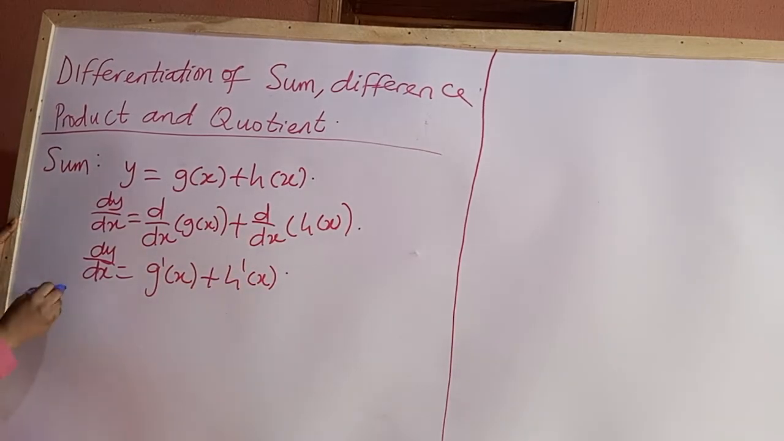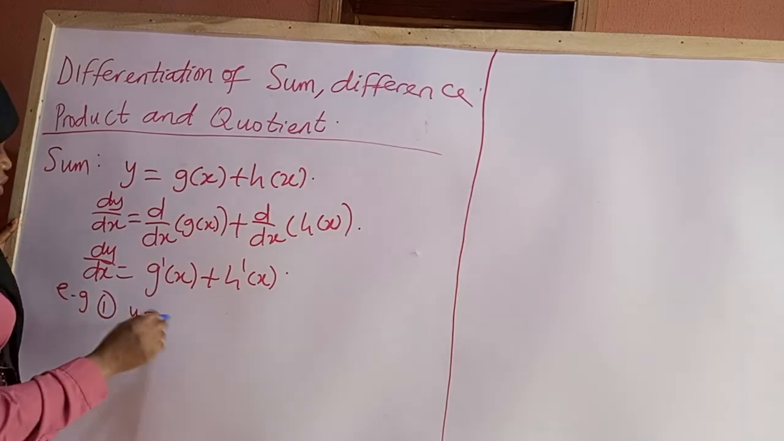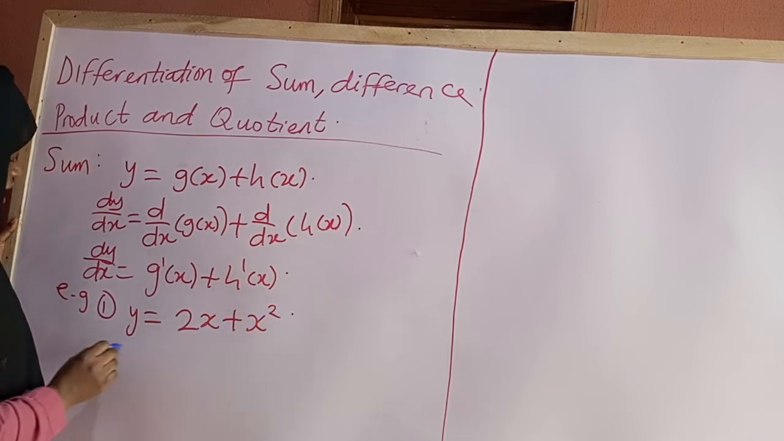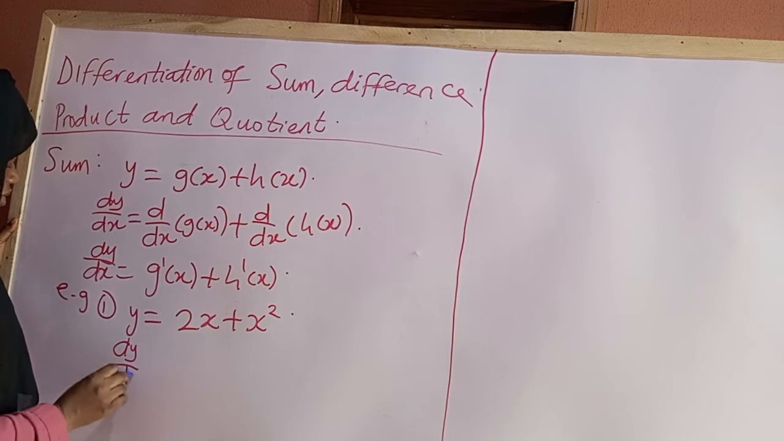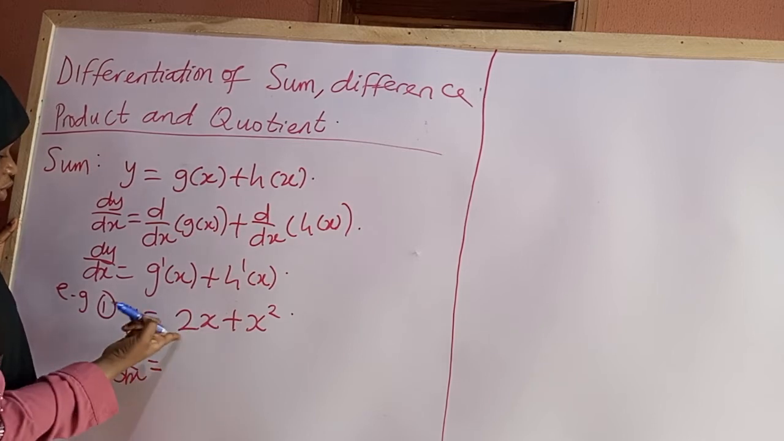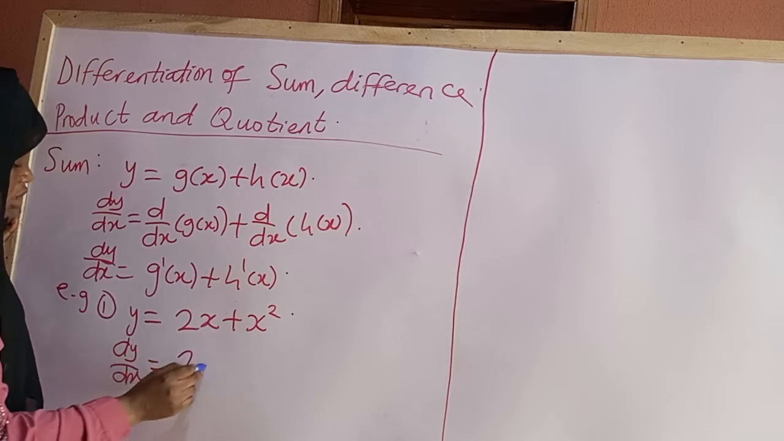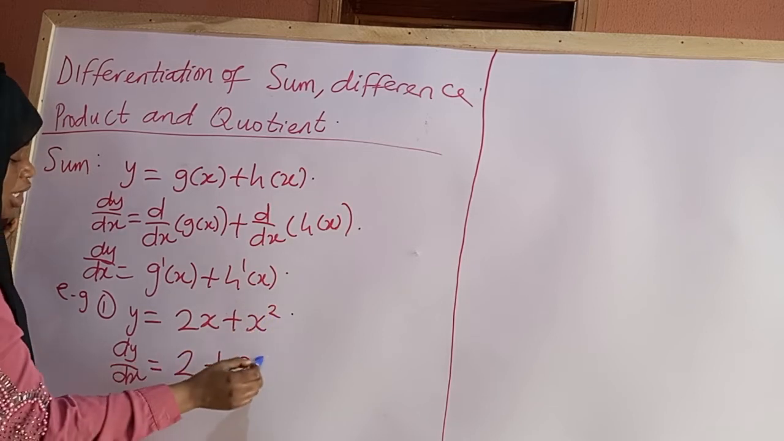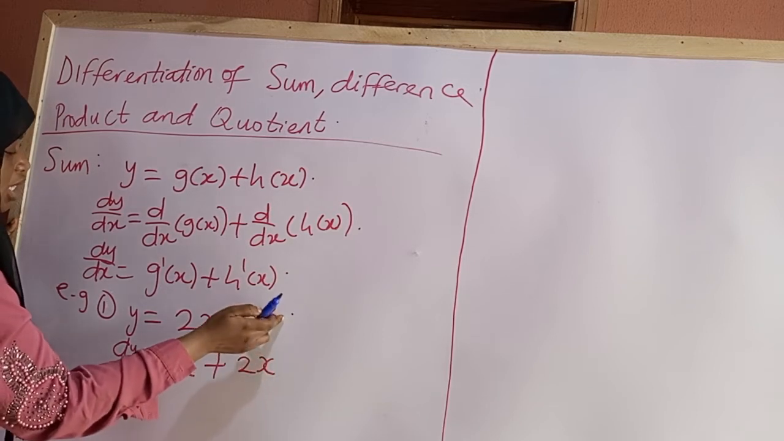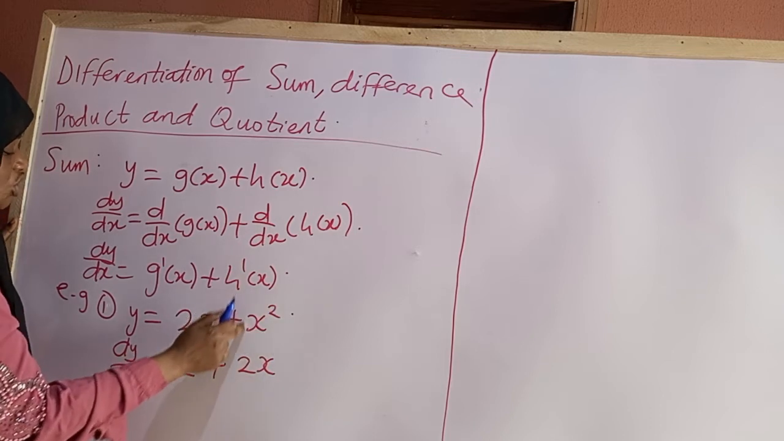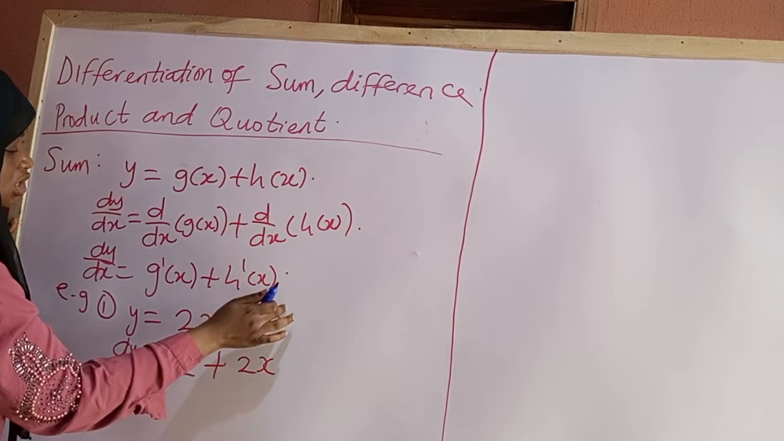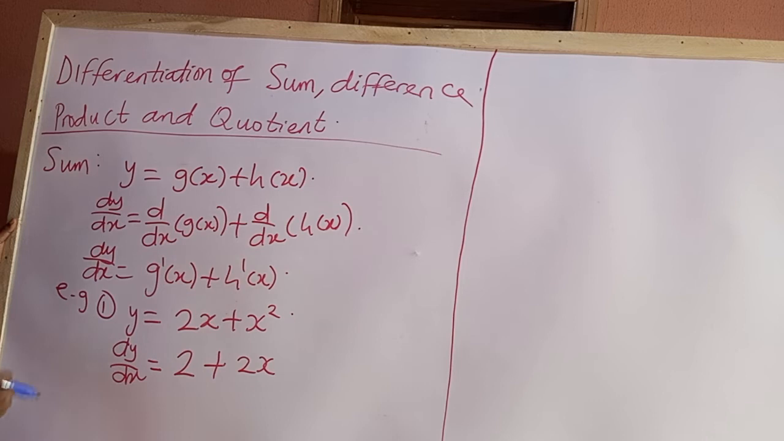For example, if you have y equal to, let's say, 2x plus x squared, then dy/dx is equal to, if you differentiate 2x, you're going to have 2. And if you differentiate x raised to power 2, you are going to have 2x. That is, you use the exponent to multiply the coefficient of x here, then you subtract 1 from the power. So that's how to differentiate that.